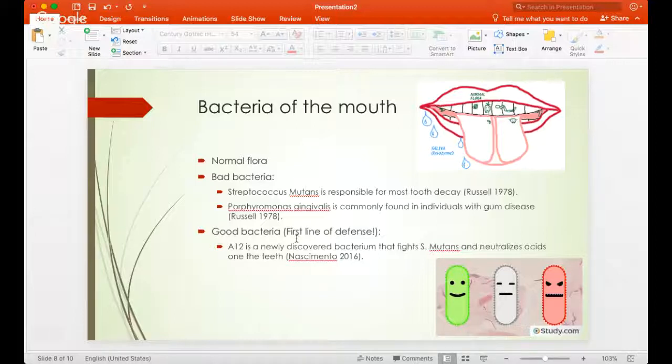But the good bacteria acts as our first line of defense. And one of the interesting things is this bacteria that was discovered pretty recently, the A12, which actually helps fight this S. mutans that breaks down the tooth. It produces some byproducts of its own that are pretty basic and end up neutralizing some of these acids that are on the teeth.